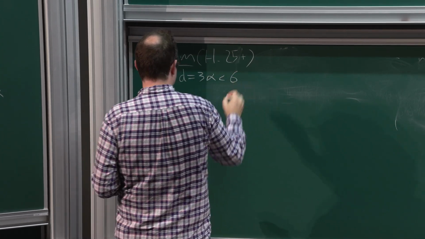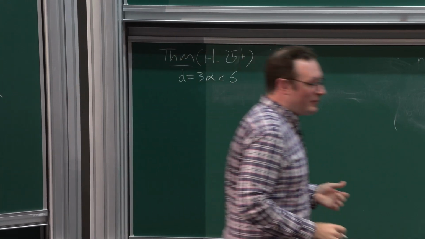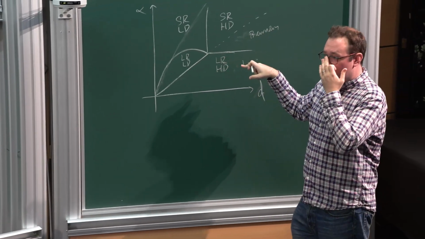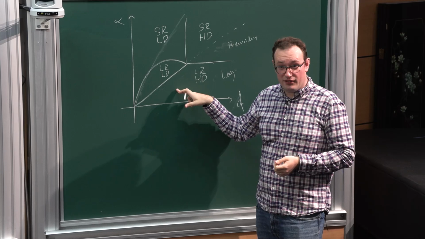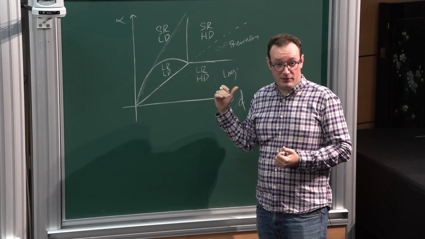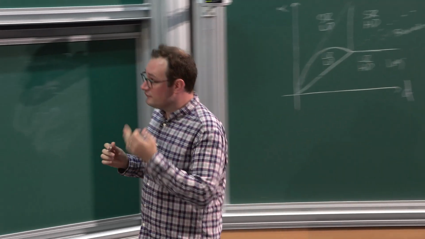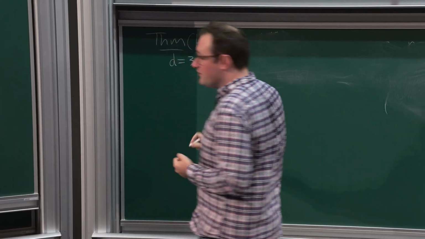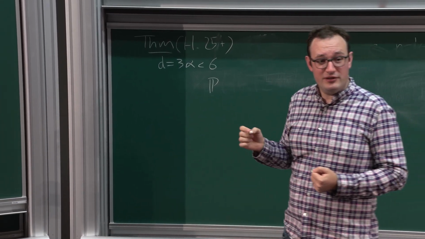So the next result is going to be about the behavior on this line. So this is where you are long range, you're really long range, but you're at the critical dimension. And again, all the results in this case are going to be non-perturbative.